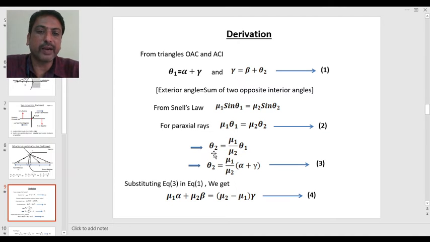From this I can equate for theta 2. So theta 2 is equal to mu1 divided by mu2 into theta 1. From equation 1 I know that theta 1 can be replaced by alpha plus gamma. So theta 1 is replaced here by alpha plus gamma. This is considered as equation 3. Now substituting this equation 3 in 1, and after simplification I will get equation 4, where I have mu1 into alpha plus mu2 into beta is equal to mu2 minus mu1 into gamma. Is it clear? So if you substitute equation 3 in 1 and do some simple simplification, I can come to this particular step.